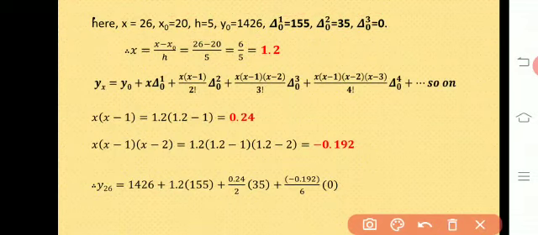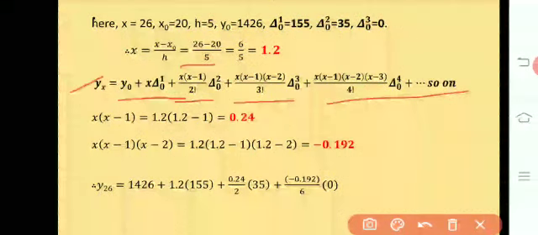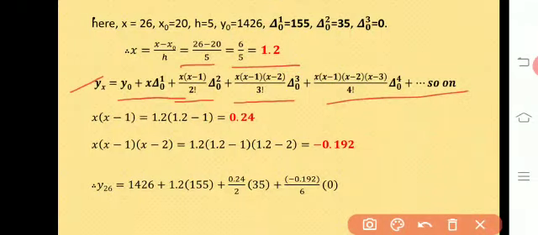Then we have the formula yx is equal to y0 plus x into delta 0 raised to 1 plus x into (x minus 1) upon 2 factorial into delta 0 square plus x into (x minus 1) into (x minus 2) upon 3 factorial into delta 0 raised to 3 and so on. Now we require x into (x minus 1) and x into (x minus 1) into (x minus 2). So we will find that.